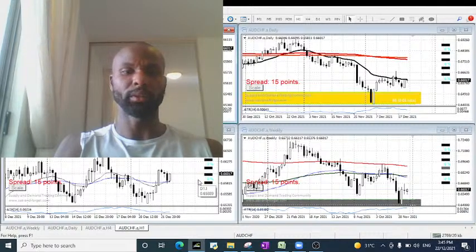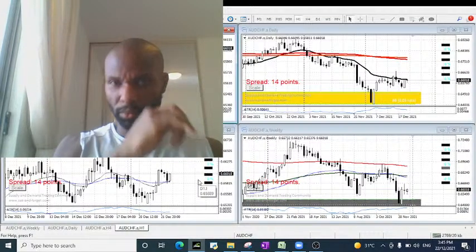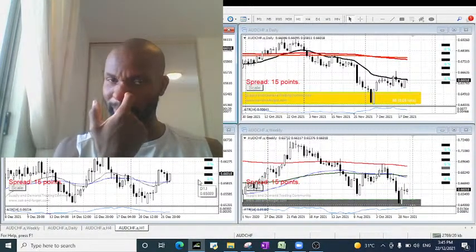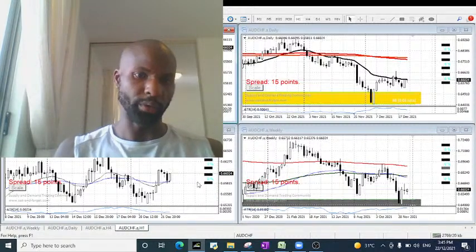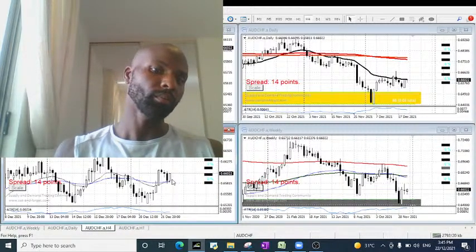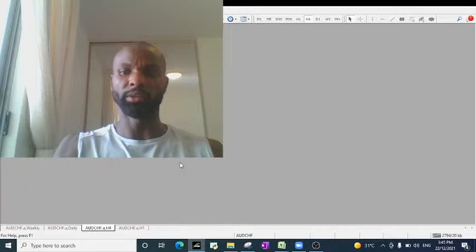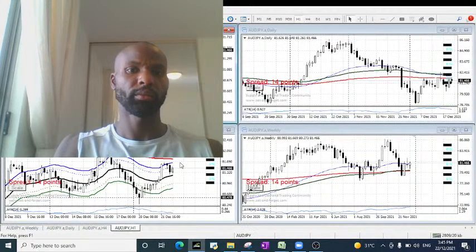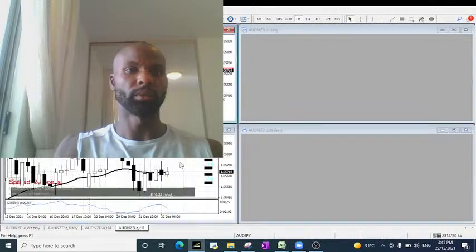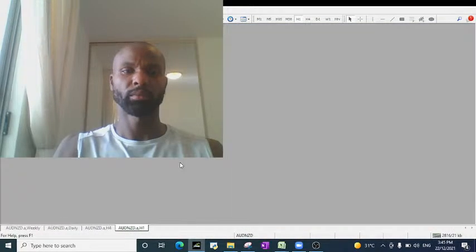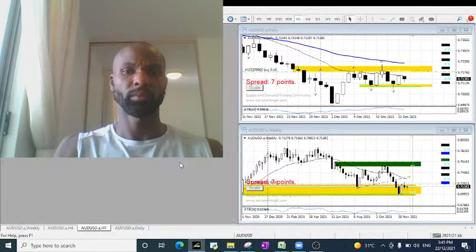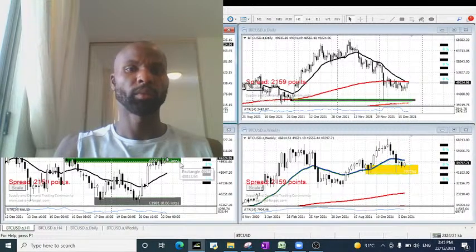Australia Swiss franc. We might have something to do here. Let's wait for the candle to close in 15 minutes. Bitcoin is ranging.